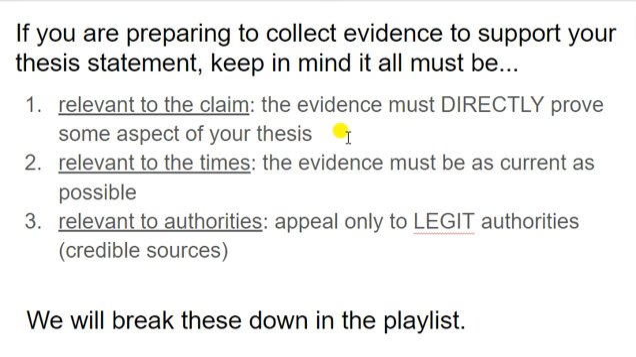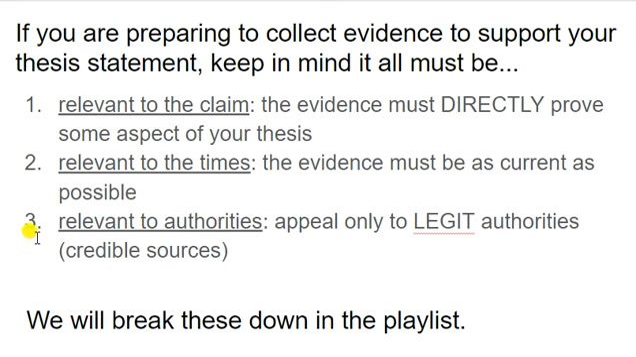Second of all, the evidence needs to be relevant to the times. Get with the times, man. The evidence must be as current as possible. Do not provide me with evidence from 1970, especially if you're writing about something scientific. It would obviously be far outdated because we have made scientific discoveries and revolutions have happened since then in science. So that's an example, but we'll learn more about how to do that later on.